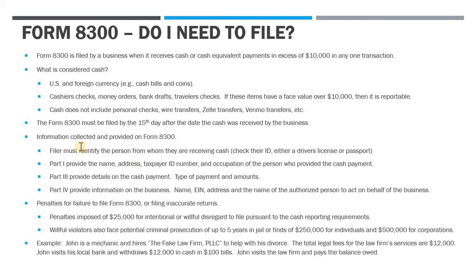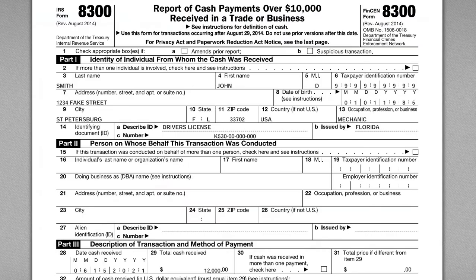The first thing is to figure out who paid you the amounts. The filer must identify the person from whom they are receiving the cash, and it's important to verify the individual's identity. You're going to need to check their ID because this information has to be reported on the 8300. You should also get them to sign a Form W-9 because you're going to have to report their Social Security number also. So check their ID, get a driver's license or passport copy, and have them sign a Form W-9. That'll make it easier when you complete the part on their Social Security number.